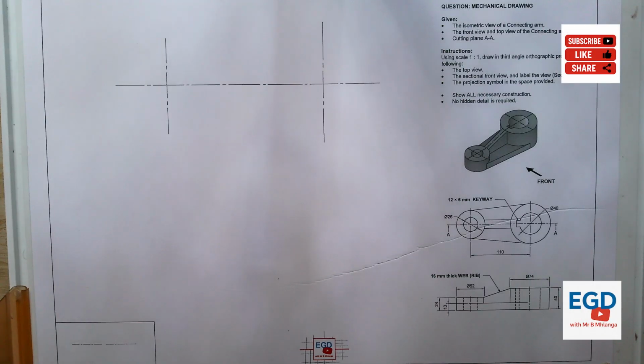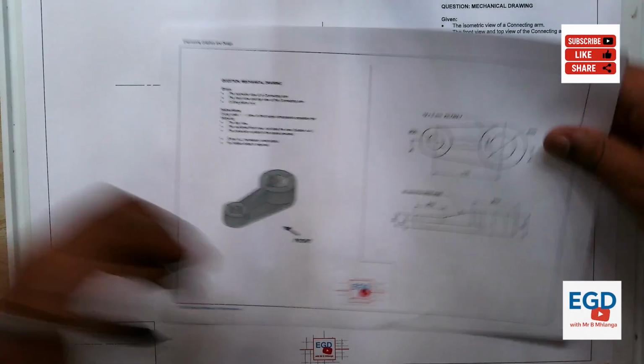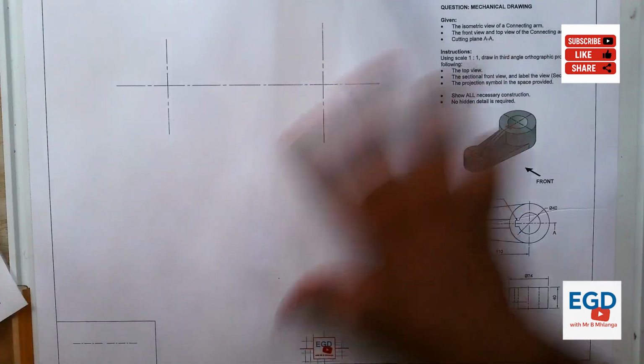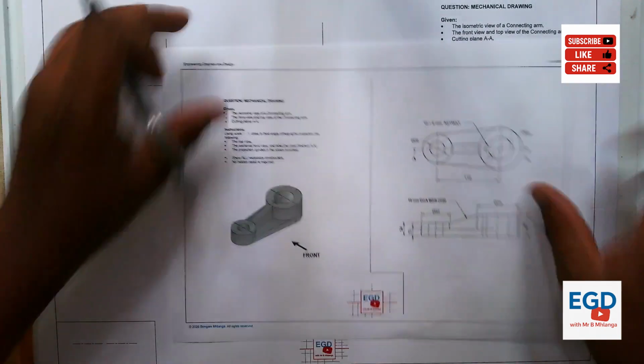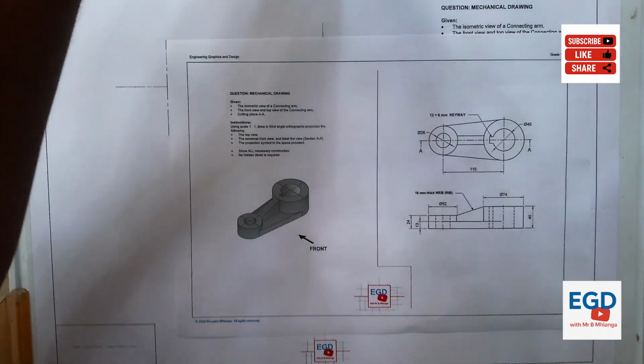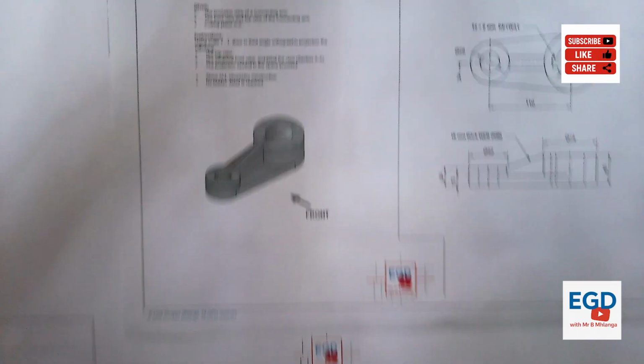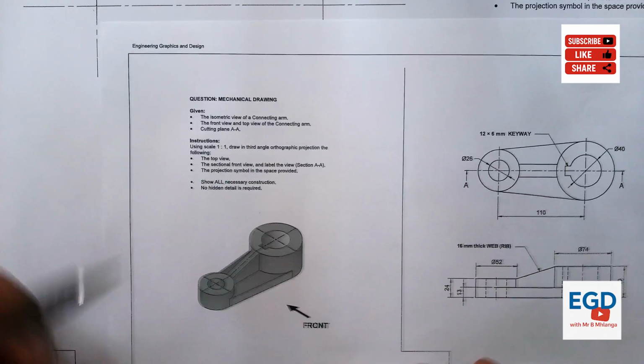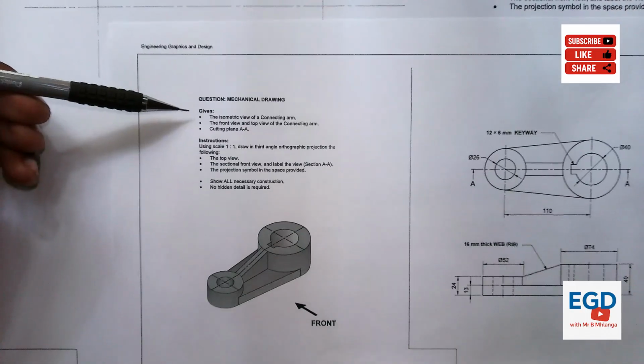Okay, so I'll just use this small piece of paper. It's the same as the one here, so I'll just read off from this page. So I'll just zoom in a little bit like that. Okay, so I'll start off by reading the instructions.